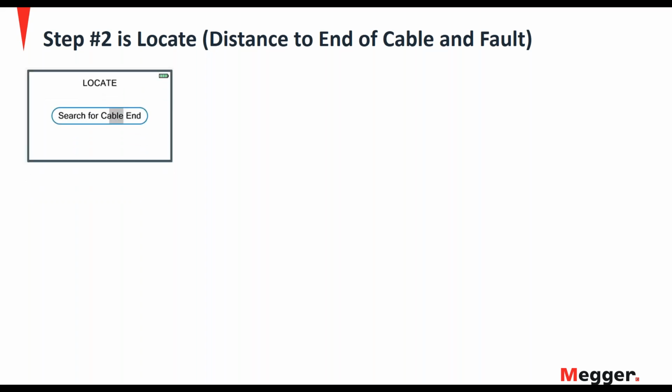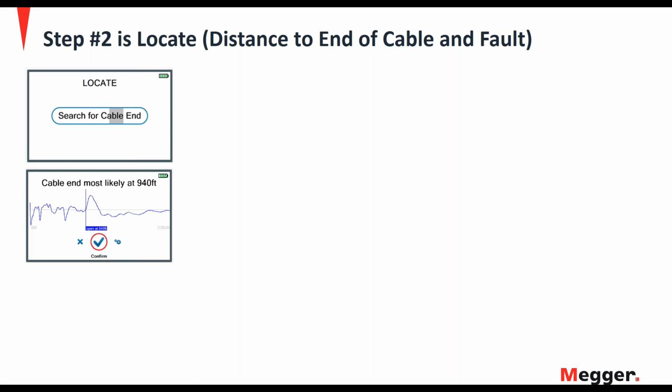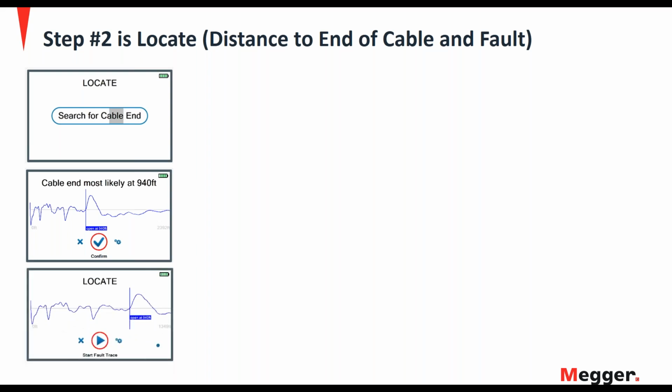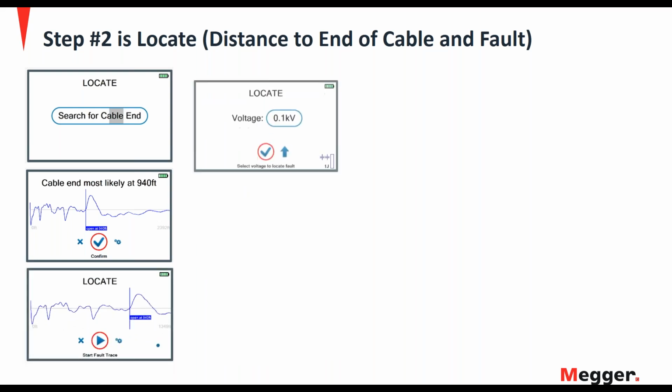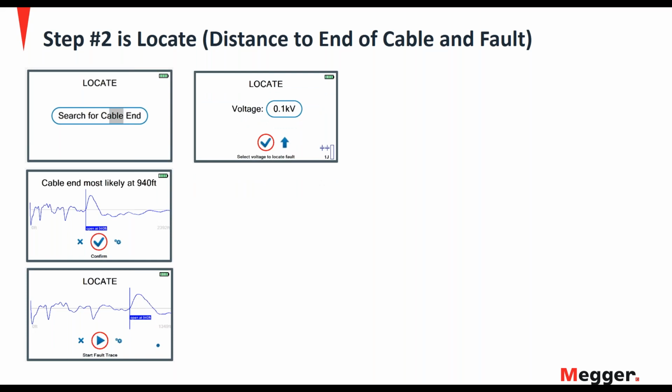First, the unit's going to search for a cable end. Then it's going to ask us to verify the distance that it found, in this case, 940 feet. Then it's going to ask us to start the fault trace. We'll adjust the voltage, and typically at this voltage adjustment, we would go 1 or 2 kV more than the test we just finished, the breakdown.